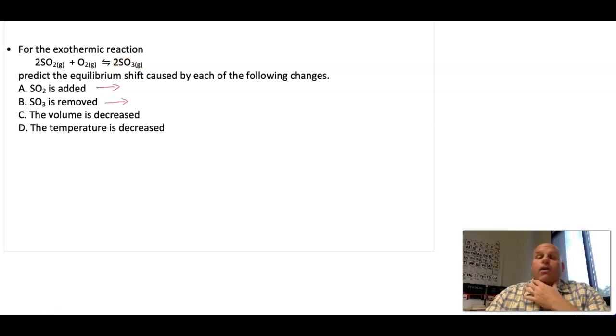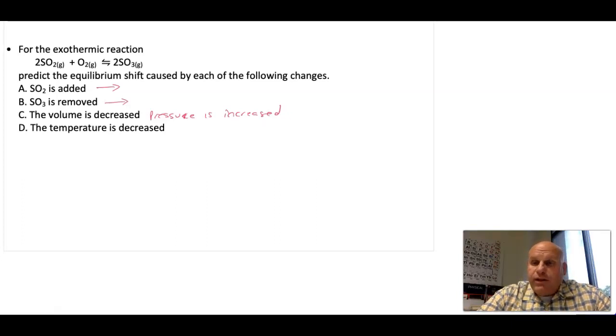Okay, next, the volume is decreased. So again, this is a multi-layer problem here. Volume is decreased tells me pressure is increased. Remember that relationship. As I said, pressure questions are often asked in terms of volume changes. Okay, so pressure is increased.